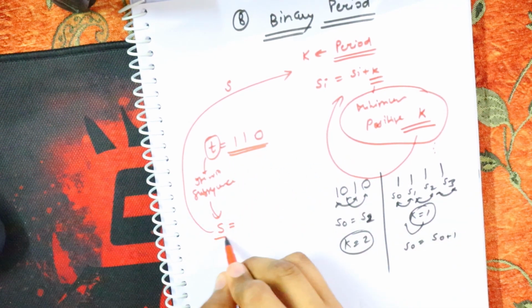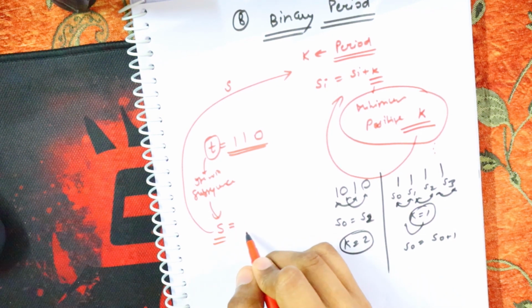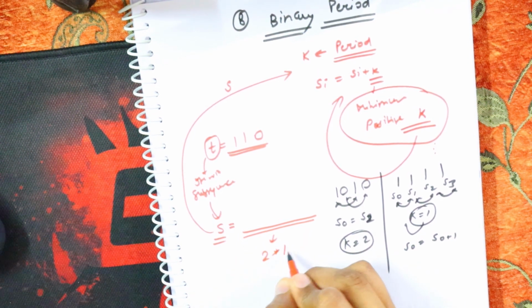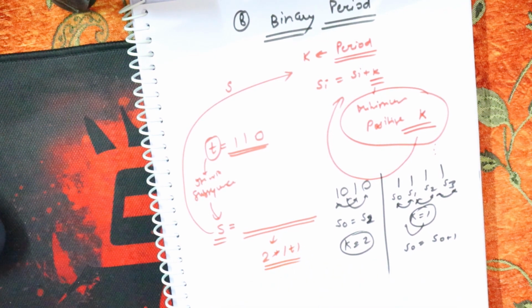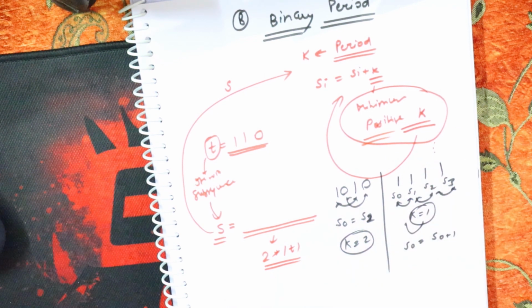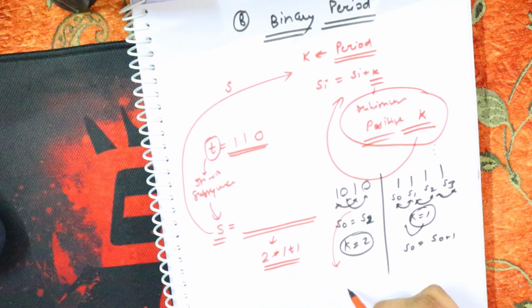Now you have to make a string s, and it is stated that the maximum length of string s will be 2 times the length of t. The only thing I need to understand for this problem is that I need to have the minimum period, the minimum k value. As you know, the string can only have two possible values, 0 or 1.